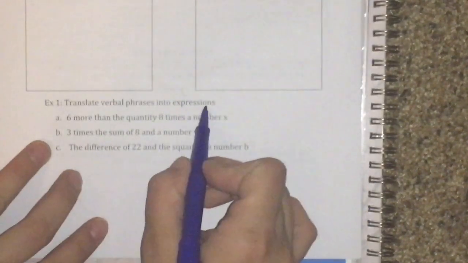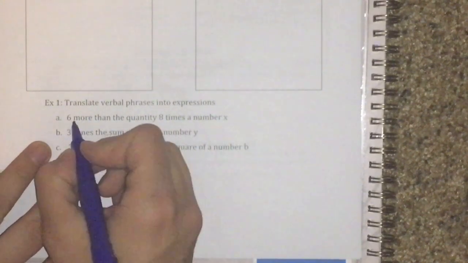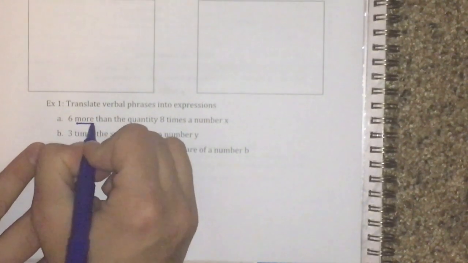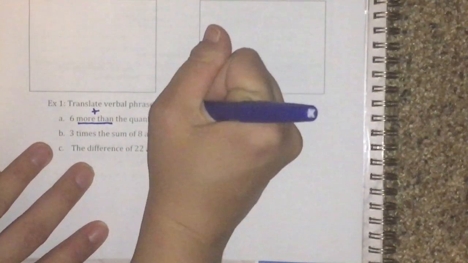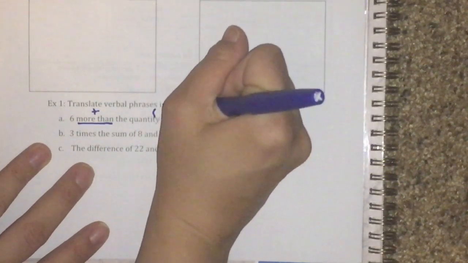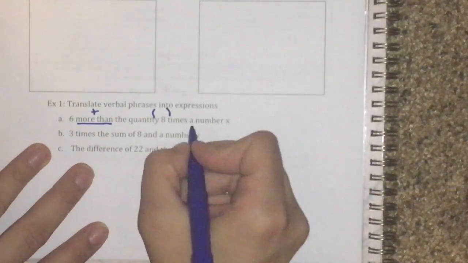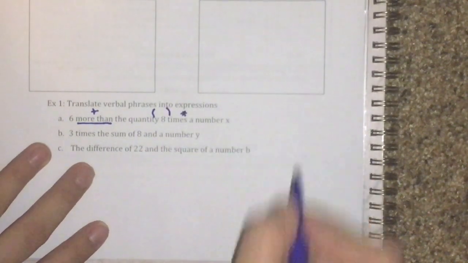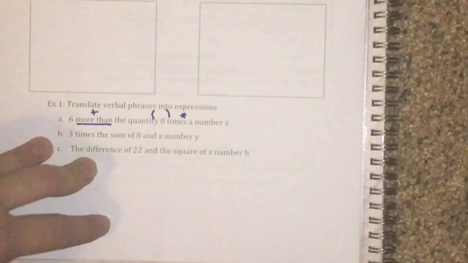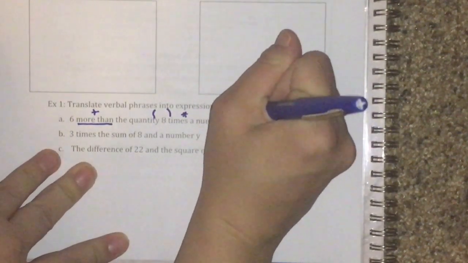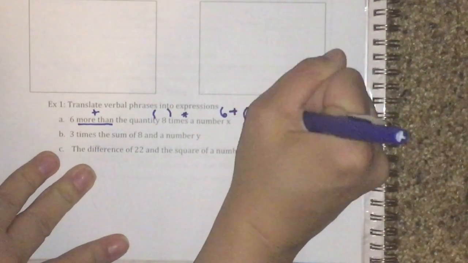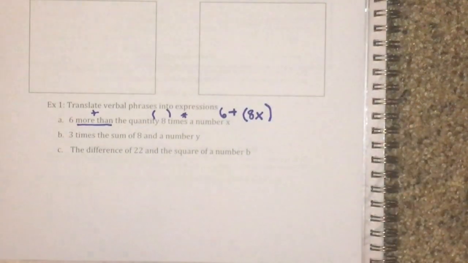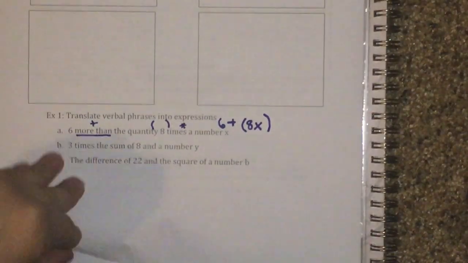It says translate verbal phrases into expressions. 6 more than, we hopefully know that more than is plus. The quantity will always mean that you're going to have some sort of a parenthesis. 8 times a number x. Times is obviously multiplication. So we would write this expression as 6 more than, so plus, the quantity 8x. 6 plus 8x. We will be doing a lot of these examples in class.